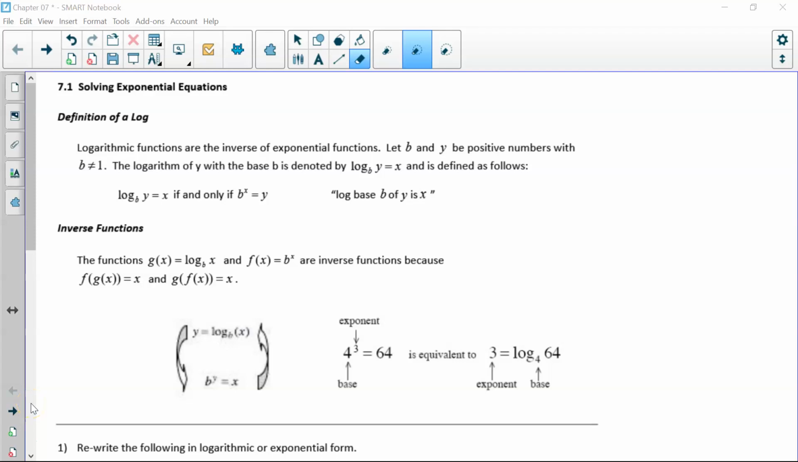Welcome to Chapter 7. In Chapter 7, we're going to be talking about logarithms. And logarithms are the inverses of exponential functions. So it's how we can solve exponential functions, solving for that exponent when the exponent is a variable. Now, we need to know the definition because that's going to help us rewrite.